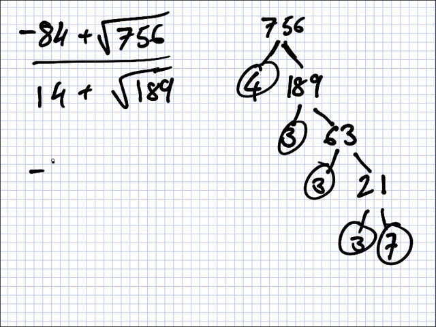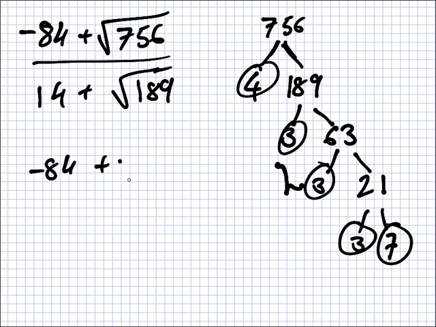So I think this is 84 plus... There's only one pair, isn't there? So 3, and then whatever 4 times 3 times 7 is, 21, 84, root 84 or something.